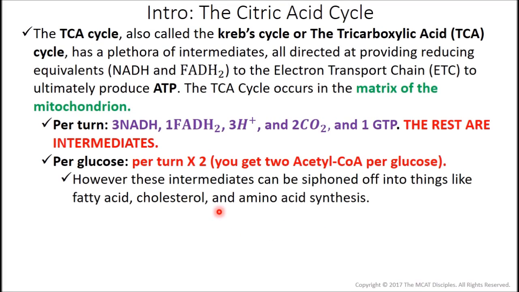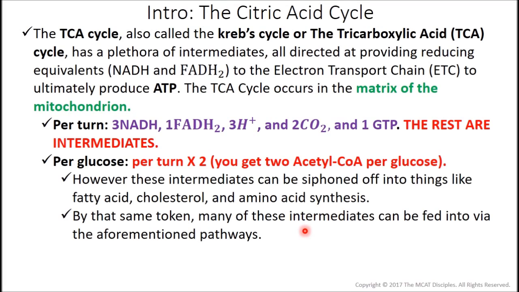Keep in mind that these intermediates that we mentioned earlier can be siphoned off into things like fatty acid, cholesterol, and amino acid synthesis, as opposed to going back into the TCA cycle. By that same token, many of the intermediates can be fed into via the aforementioned pathway. So you can fit amino acids into the TCA cycle. You could fit glycerol into the TCA cycle. You can fit fatty acids into the TCA cycle.